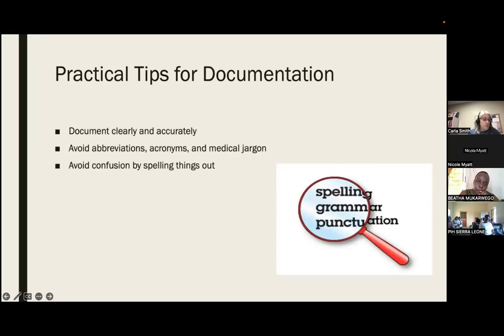I'd like to now review just some practical tips and a summary for documentation. Avoid abbreviations, acronyms, and medical jargon. Keep in mind that the documentation might also be read by patients or individuals without clinical training. Not everybody might know that the letters HTN mean hypertension, or the letters VSS could refer to vital signs stable. We want to avoid any confusion because we want to actually spell those words out.